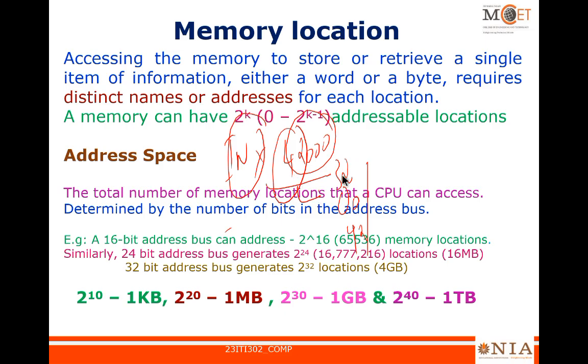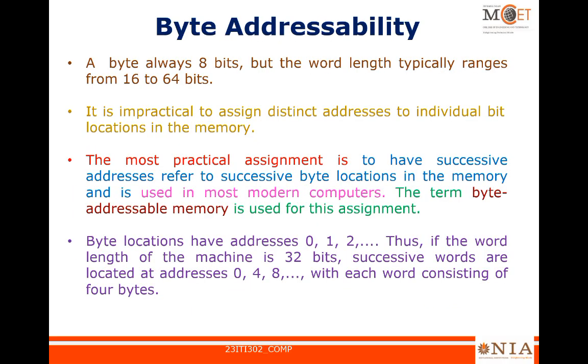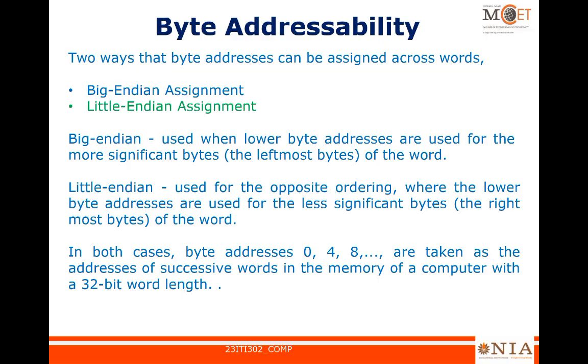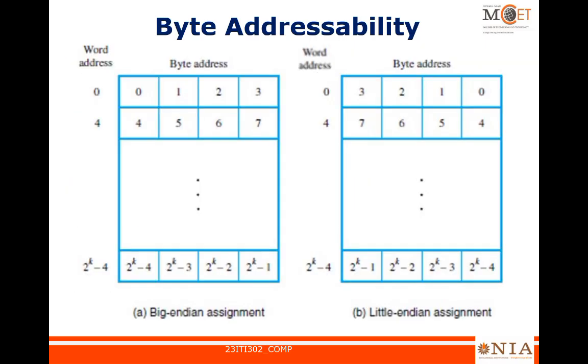These little endian and big endian assignments have a major role in byte addressability. The definition says we use big endian when the lower byte addresses are used for more significant bits. Little endian is the opposite order to big endian. So these come under byte addressability. Thank you.